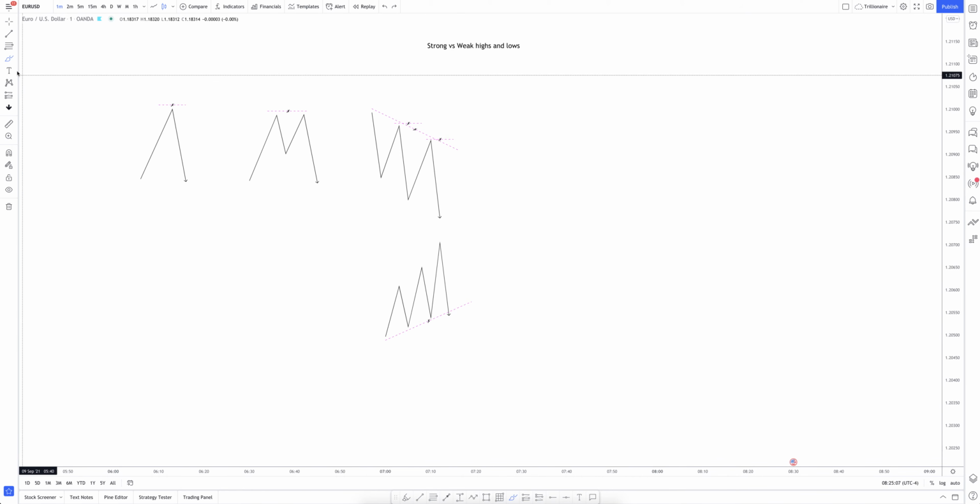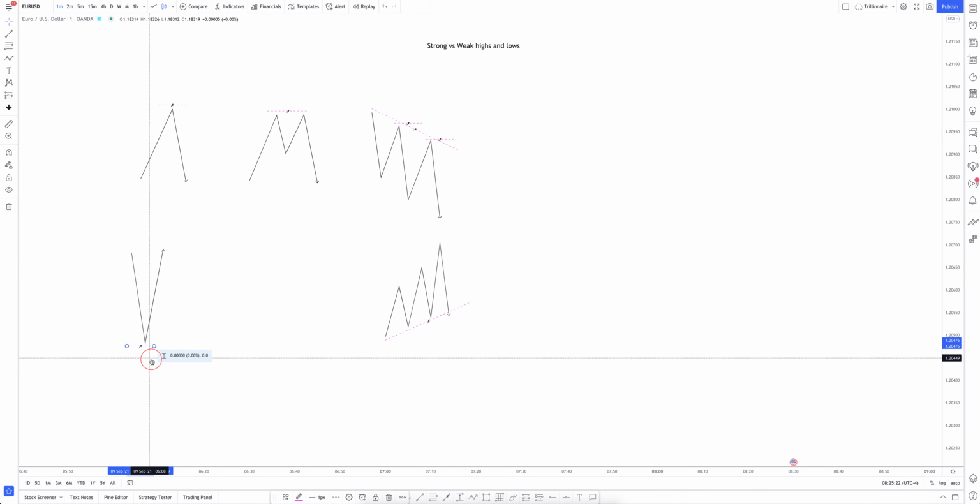And then of course for buy positions, we will have things like this. You'll have liquidity resting below this low.